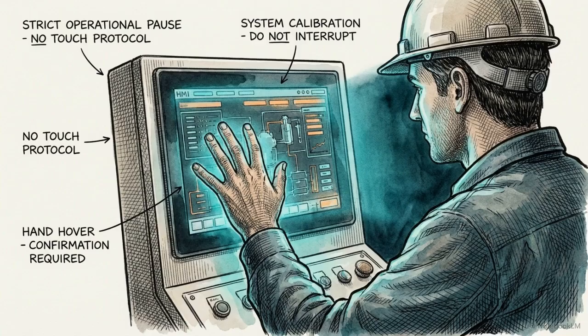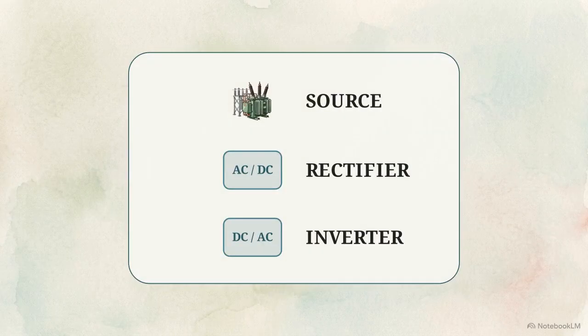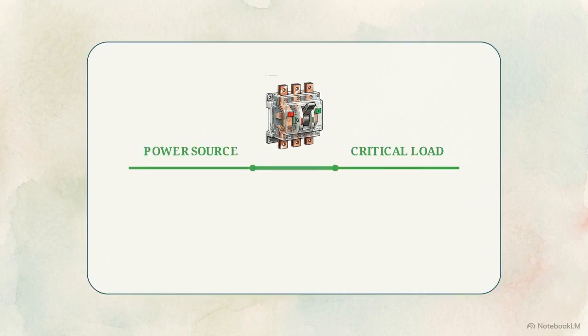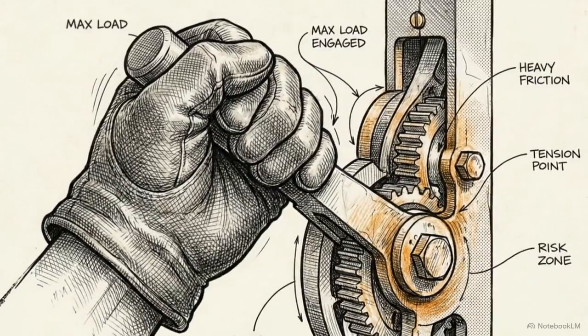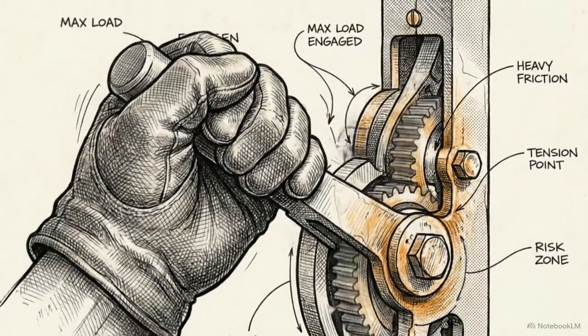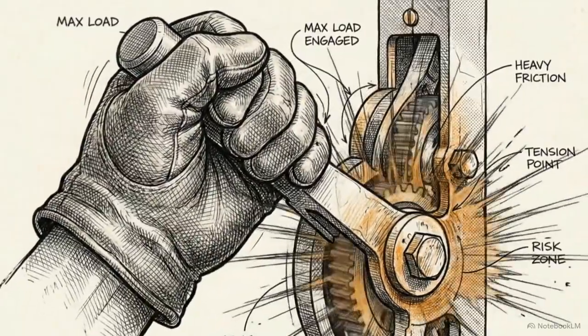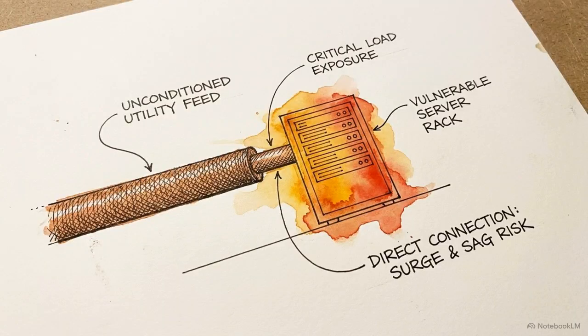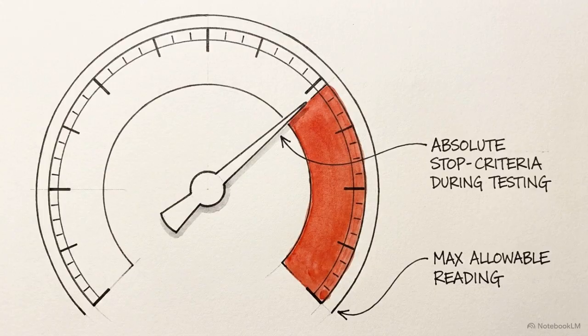During a startup sequence, the interface serves a very specific purpose. Use it strictly to confirm source availability, rectifier readiness, and inverter stability before any physical breakers are thrown. Maintenance bypass operations carry extreme risk. You have to confirm source synchronization and bypass health on the HMI before exposing the critical load to the raw utility feed.